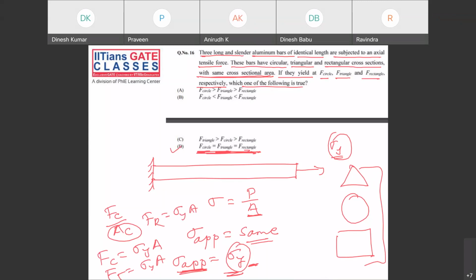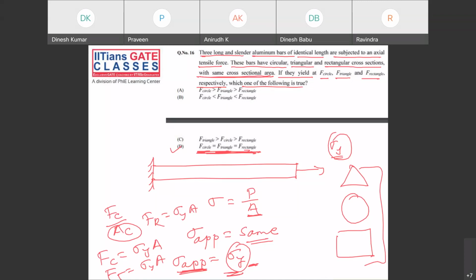Is it clear guys? Any doubt in this, why these are equal? See, these are applied forces. If they yield at F circle, F triangle and F rectangle, these all three will be same since the cross section is same.